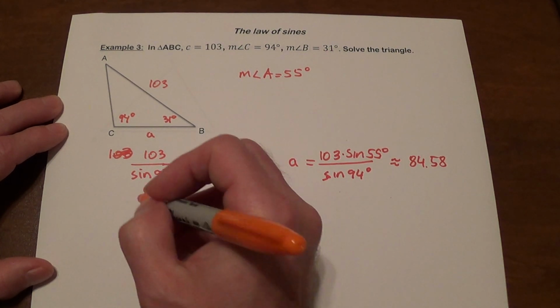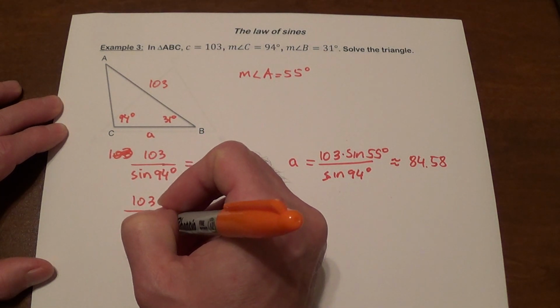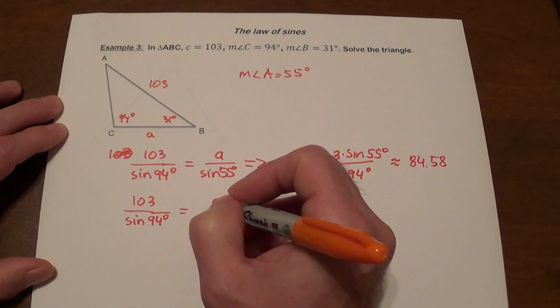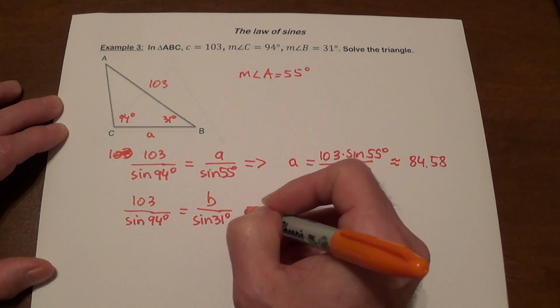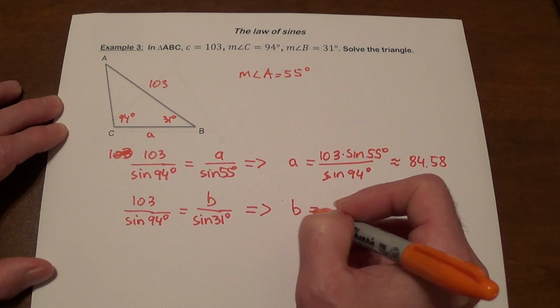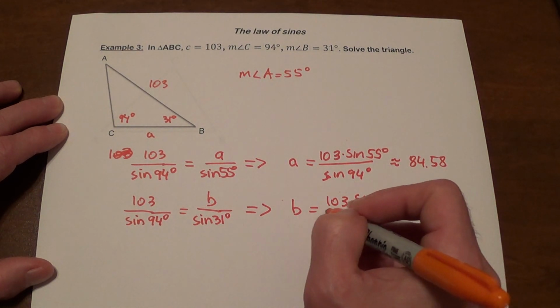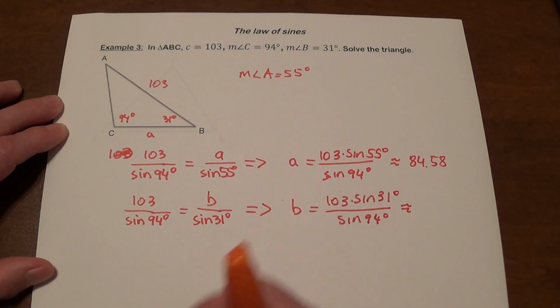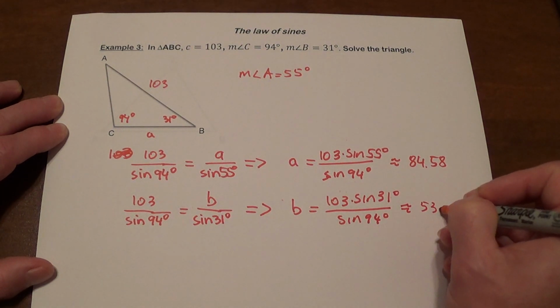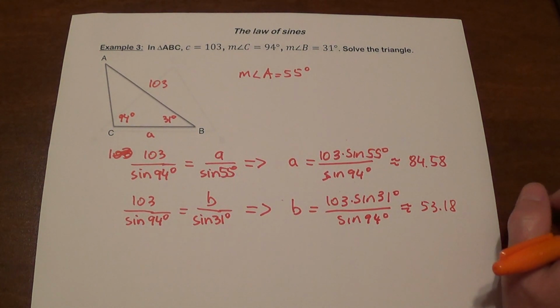And then we need to find the measure of side B. So again, 103 over sine 94 equals B divided by sine 31 degrees. From there we can conclude that B is going to equal 103 times sine 31 degrees divided by sine 94 degrees, and that's approximately 53.18.